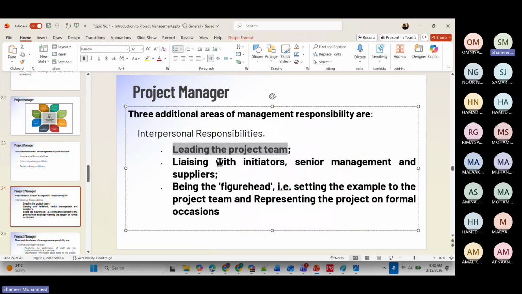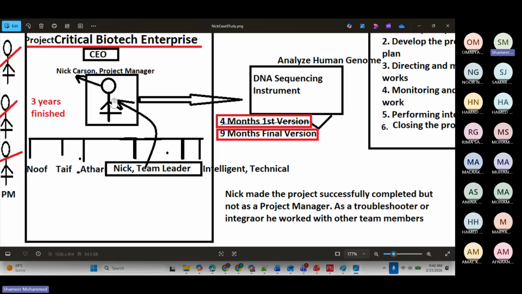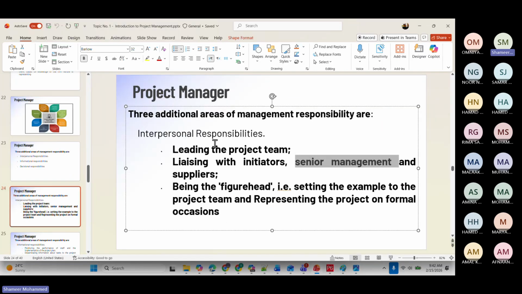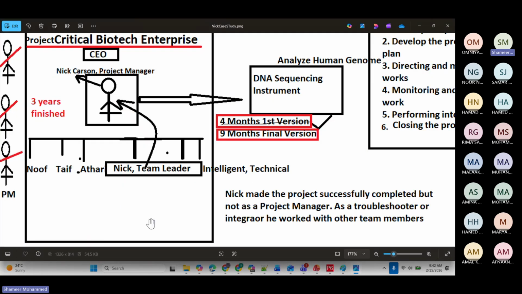He is establishing or communicating with the initiators, senior management, suppliers. You can see here, he is contacting the CEO. He is contacting the other people. Okay, he is getting the information. Those things he is doing. As a manager, that is his responsibility. And he is setting the example to the project team, representing the project on formal occasions. Yani, you have to do the presentations. These persons have to do the presentations.